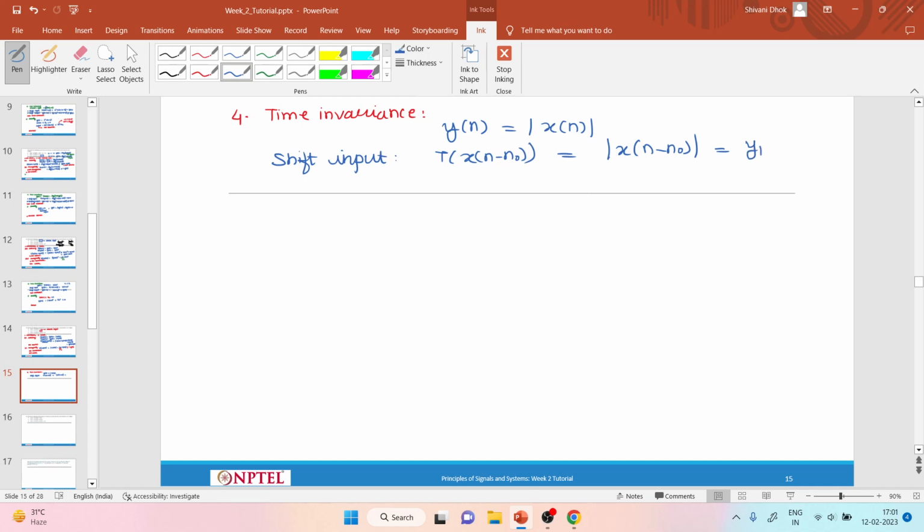Let's say this is y1 of n. And now if I shift the output, that is if I look at y of n minus n naught, then it will again be equal to absolute value of x of n minus n naught, and this is equal to y1 of n. Since shifted input is leading to a shifted output with the same shift, this is a time invariant system.